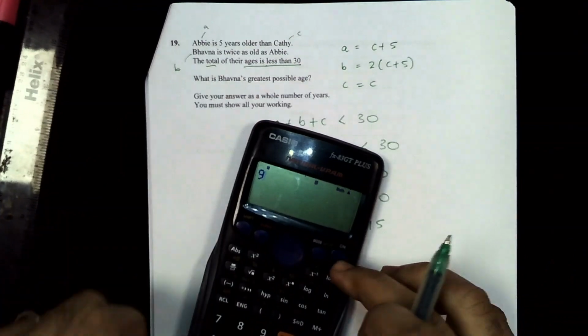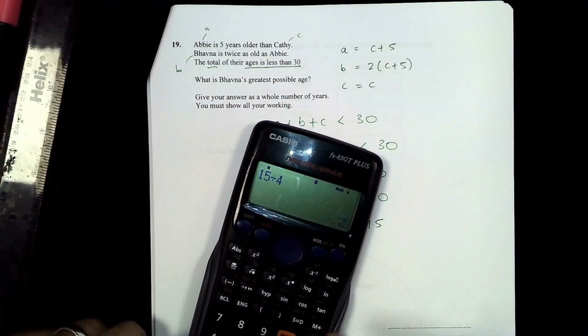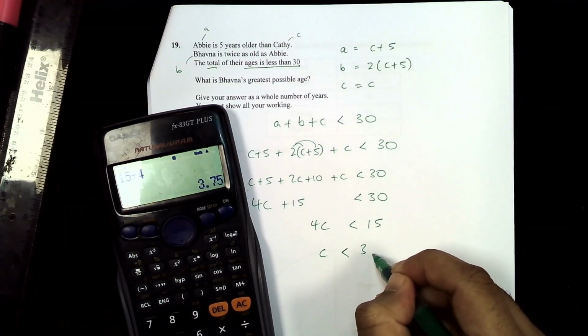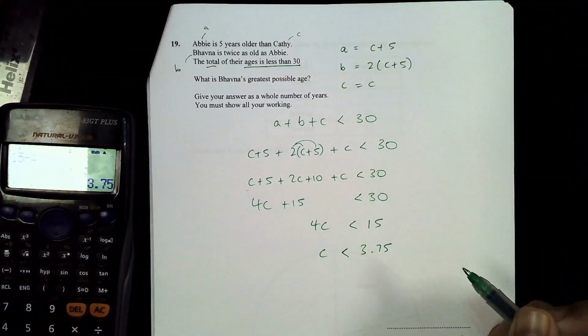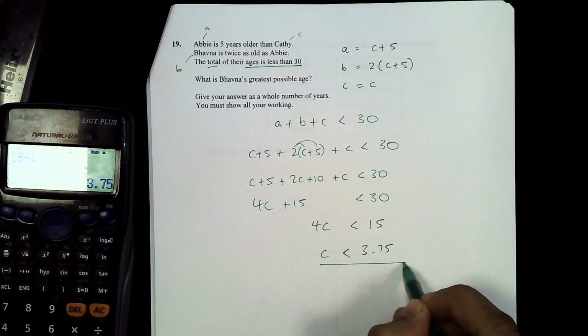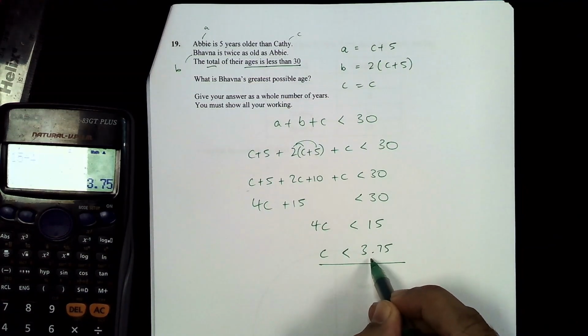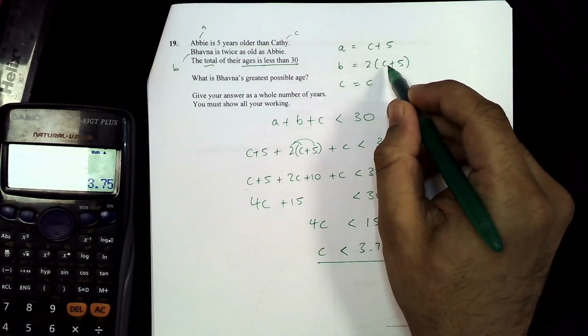Actually, sorry, it's a calculator paper, so just do 15 divided by 4. 3.75. So C is less than 3.75. Okay, now with that answer in your mind, or with that number 3.75, we're going to put that in here.